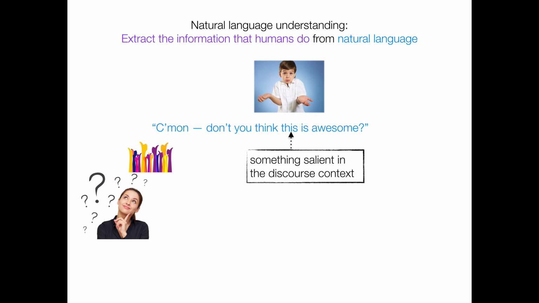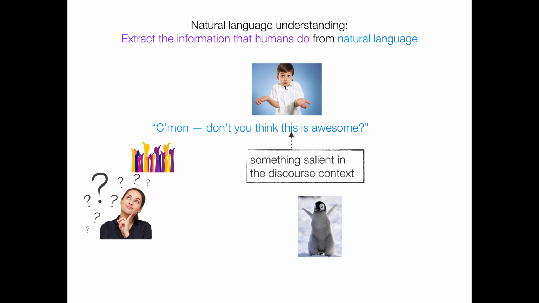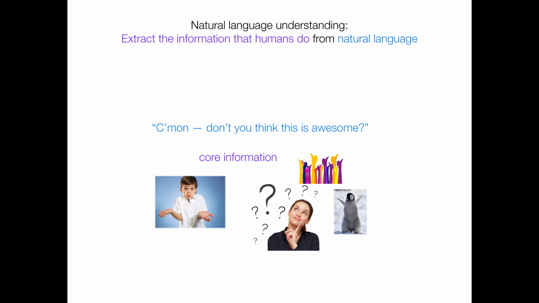The word this actually is a tricky word that gets its meaning by something in the discourse context, in this case probably something salient to both you and whoever you're talking to. So maybe if you were talking about this really cute penguin, or you were looking at this really cute penguin, even if you didn't say anything about it, the this might naturally refer to the really cute penguin, right?